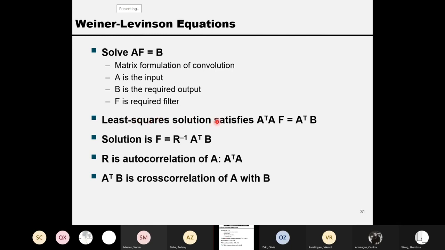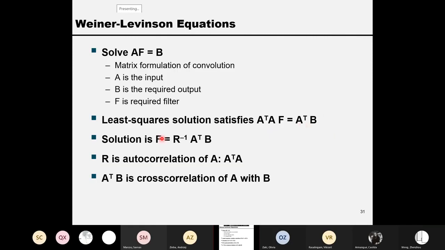The least square solution is this. For the linear system AF equals B, if you pre-multiply both sides by A transpose, where A transpose is the transpose of the A matrix, then A transpose A becomes a square matrix, right? On the right hand side, B was a vector, which is the desired output. A transpose multiplied by B is still a vector, okay?